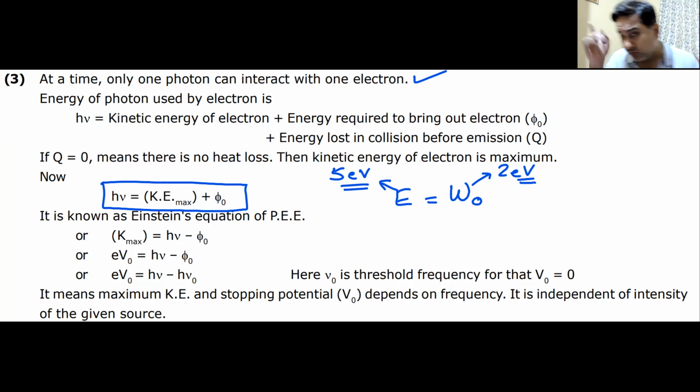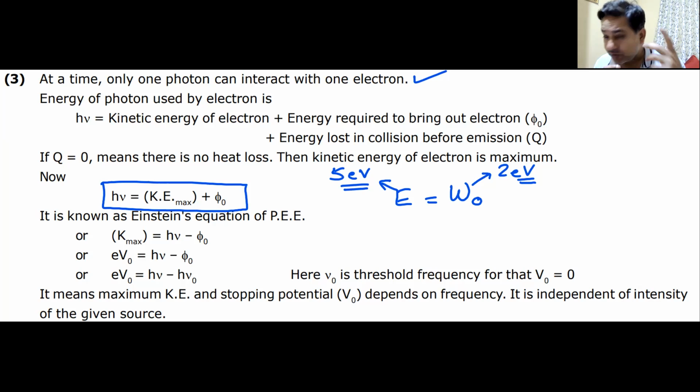5 electron volt here, 2 electron volt there. Some energy is left. Where will that energy go? Energy cannot be created, energy cannot be destroyed. Tell me, where will that energy go? Energy cannot be created, energy cannot be destroyed. It is only transferred from one form to another.